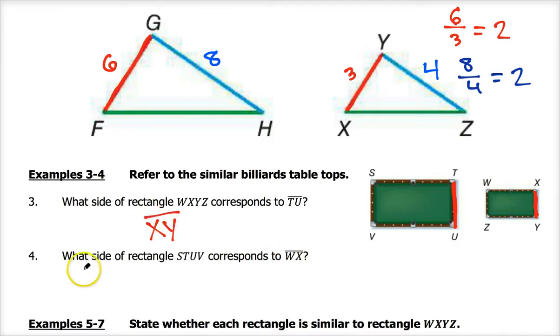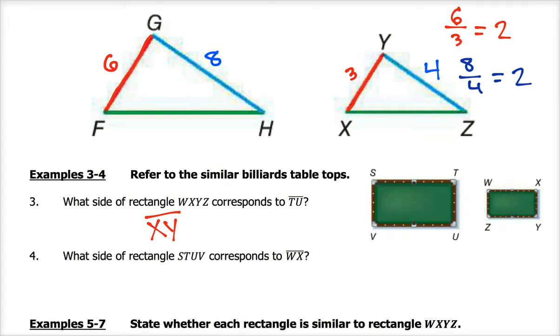Number 4 asks, what side of rectangle STUV corresponds to segment WX? Okay, well, using some similar logic, segment WX in the smaller rectangle is here on the top. And so if we go to the larger rectangle, the side in the same position is this line segment here, and this is line segment ST or TS. So we would say line segment ST corresponds to line segment WX.